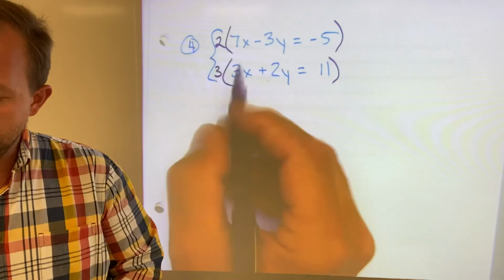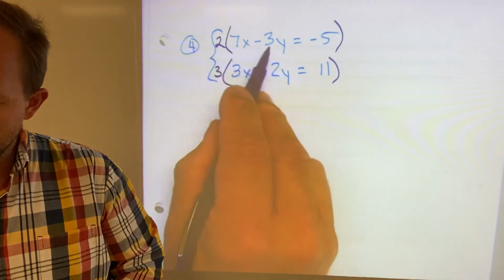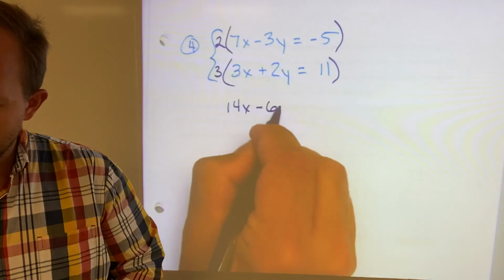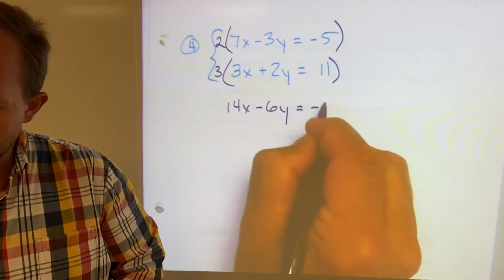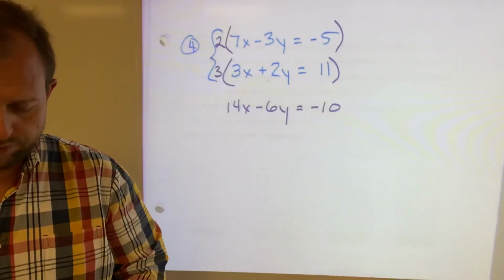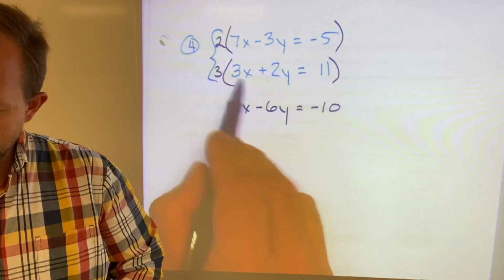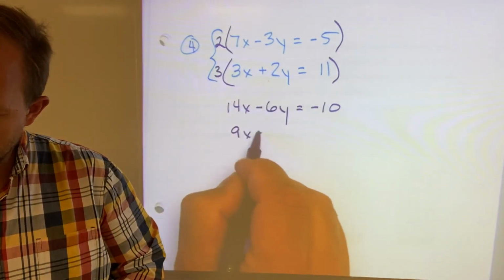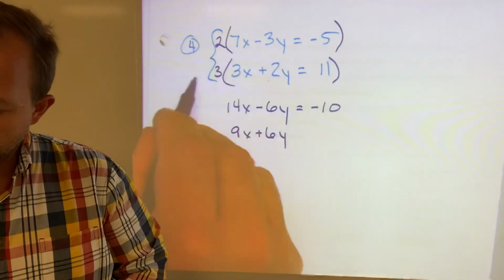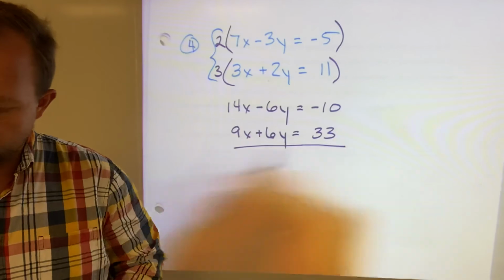So 2 times 7x is 14x. 2 times a negative 3y is a negative 6y. And 2 times a negative 5 is negative 10. For the second equation, 3 times 3x is 9x. 3 times 2y is a positive 6y. And 3 times 11 is a positive 33.